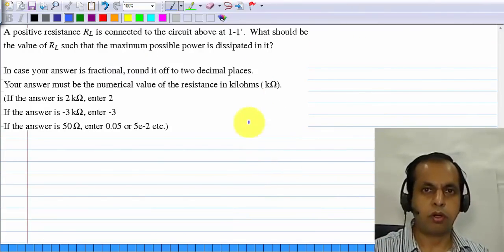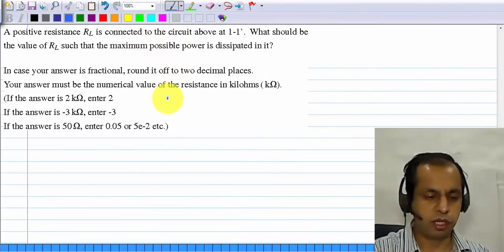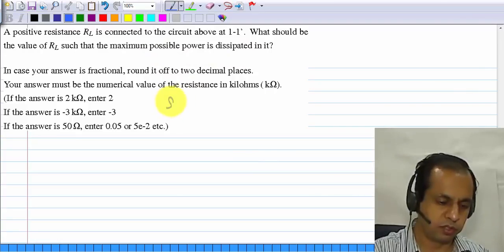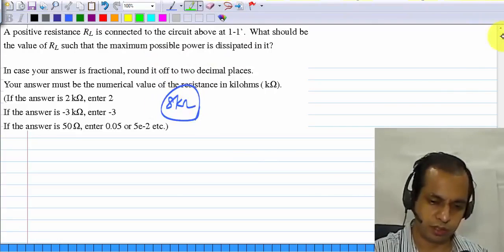So the Norton resistance is 8 kilo ohms. The resistance you have to connect to absorb maximum power is also 8 kilo ohms.